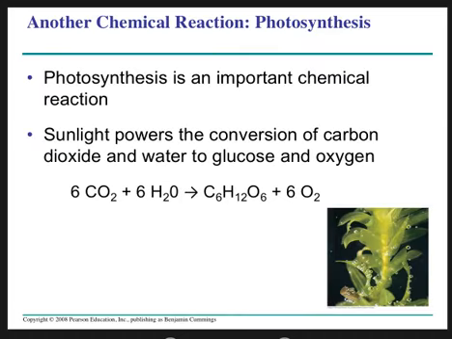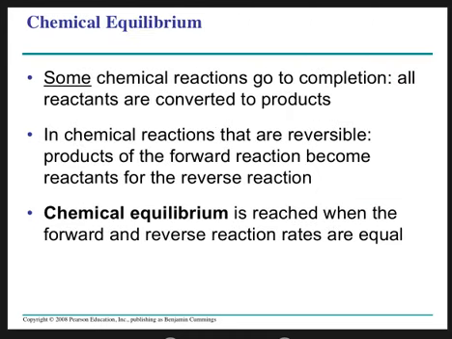Okay, so here's the equation for photosynthesis. In photosynthesis, we use the energy of sunlight, and we convert water and carbon dioxide. And what we get back are glucose, that's your C6H12O6, and some oxygen. So in this, my reactants are the 6 carbon dioxide and the 6 water. My products are that compound of C6H12O6 and those 6 oxygen molecules.